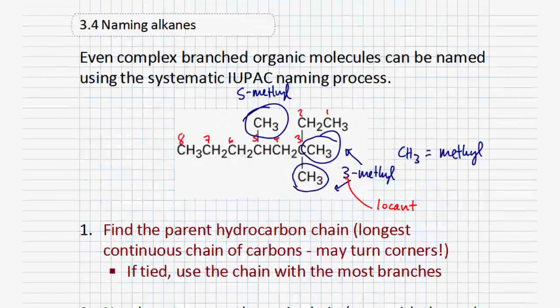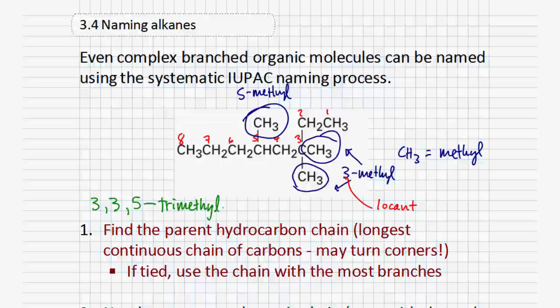So I need 1 locant for each of these 3 methyl groups. So I have to do 3, 3, 5, because we use commas to separate numbers. And then 3,3,5 trimethyl. So I'll use a hyphen and see, 3,3,5-trimethyl, because here we're separating a number and a letter. And then we name the main parent hydrocarbon chain. In this case, there's 8 carbons. 3,3,5 trimethyl. Parent hydrocarbon is octane. So the name of this compound is 3,3,5-trimethyloctane.